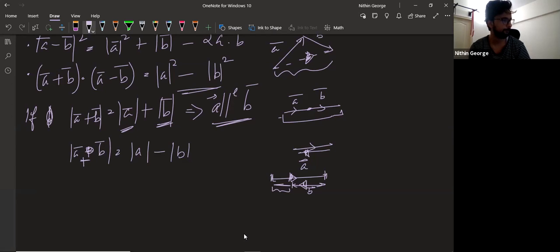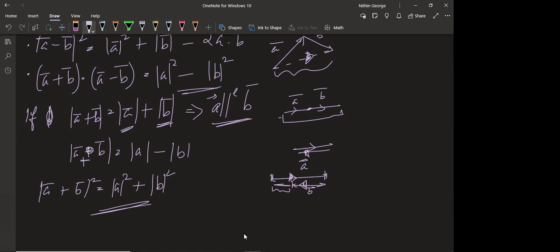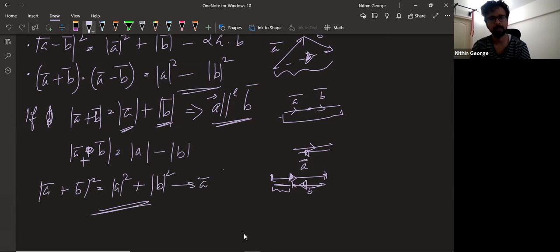Then, if we get mod of A plus B square equal to mod A square plus mod B square, what can you say here? Guys, what about this one? Perpendicular. Exactly. You can say that A and B are perpendicular.